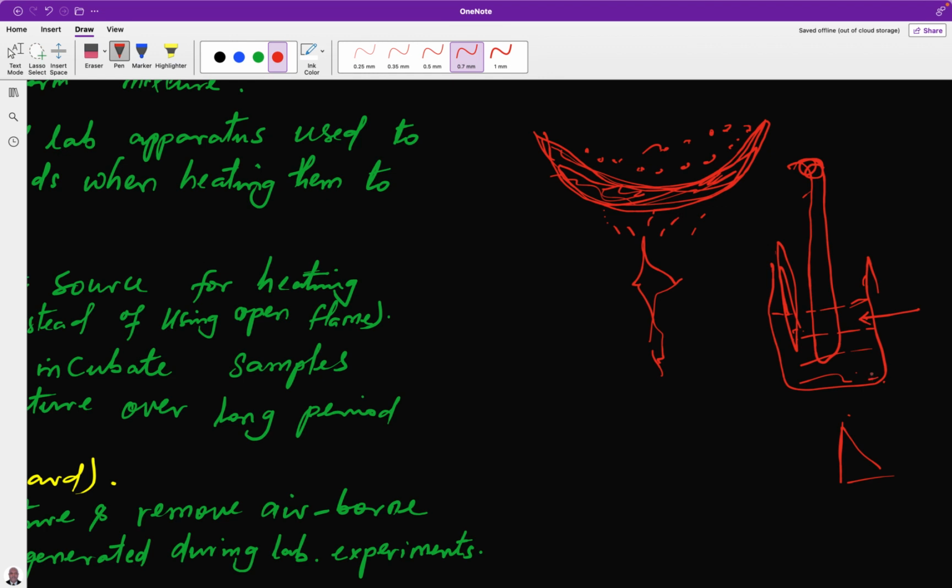If you are doing an investigation where you need a particular temperature, you need to put water in a beaker, place it on a Bunsen burner, and then there must be a thermometer to regulate a particular temperature. So you can use that and put your test tube in the water here. We call the whole setting a water bath.